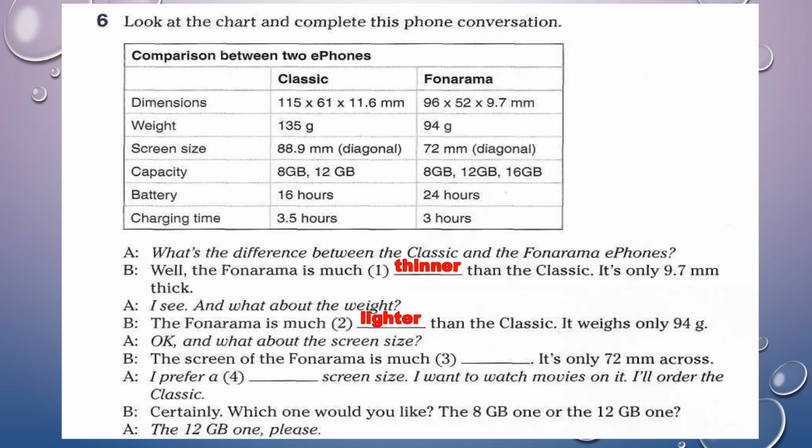Now, okay, what about the screen size. Look at the screen size, 88.9 millimeters, and here the Phonorama is 72. So I say the screen of the Phonorama is much smaller, exactly, smaller. It's only 72 millimeters across. Okay, now A, number 4, I prefer a bigger screen size, bigger. I want to watch movies on it. I will order the Classic. The screen of the Classic is bigger.